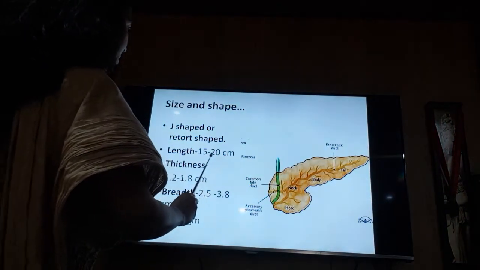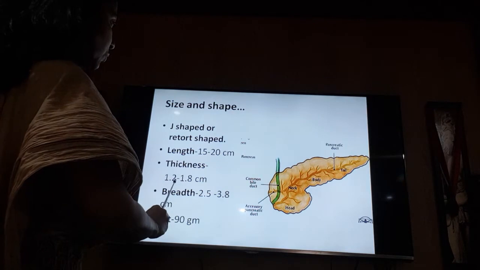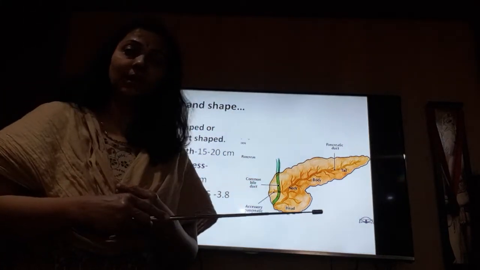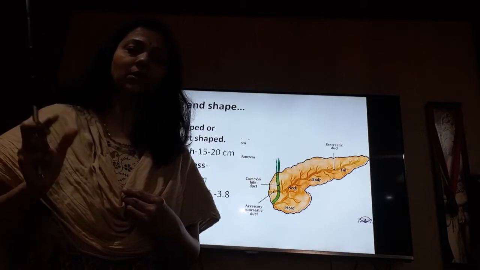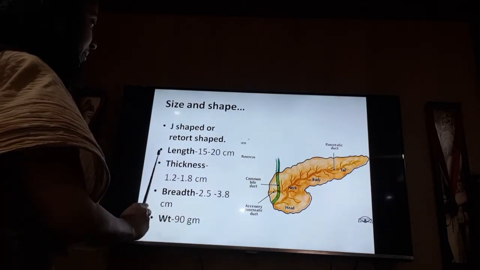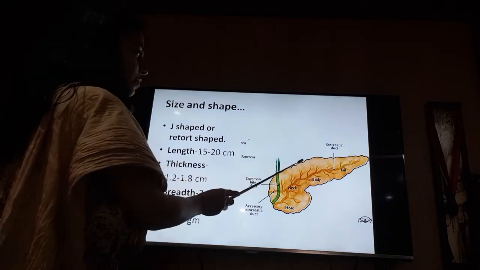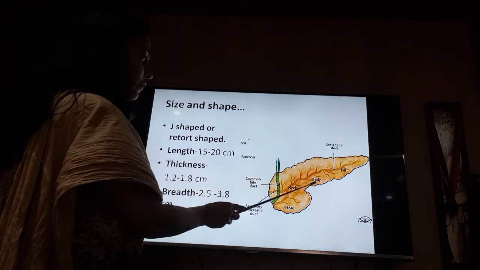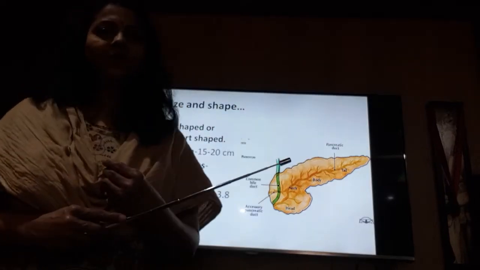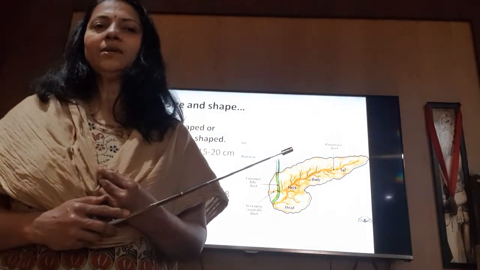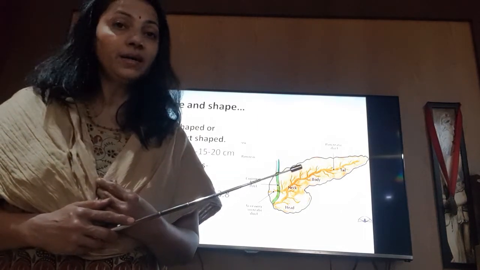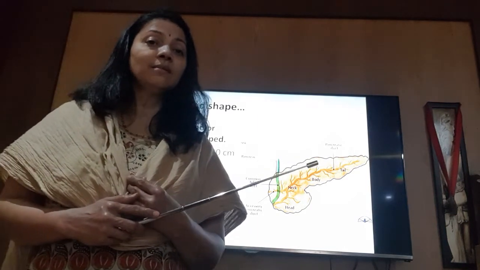Thickness is 1.2 to 1.8 centimeters. So it is neither thick, it is quite a thin organ. Breadth is 2.5 to 3.8 centimeters, and you all know 2.5 centimeters is 1 inch. So it is neither very long, nor very thick, nor very broad. But its function is multidimensional.